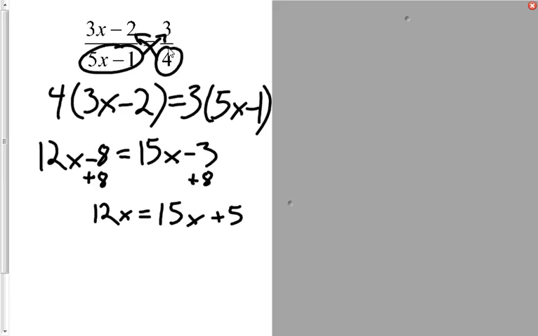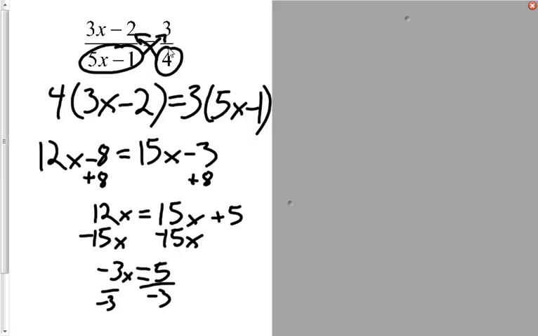Now I must subtract 15x from both sides to attempt to isolate my x terms. So negative 3x equals 5. Divide both sides by negative 3. And I would find that x equals negative 5/3.